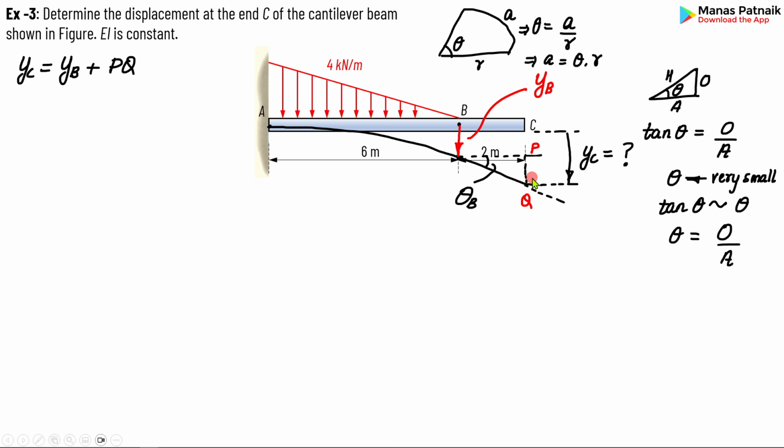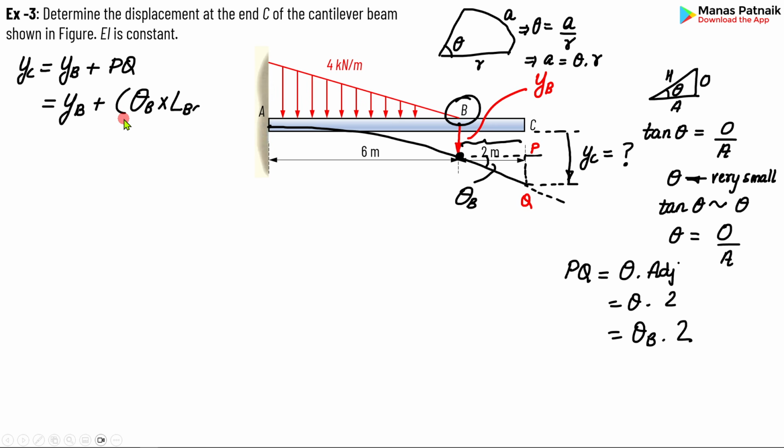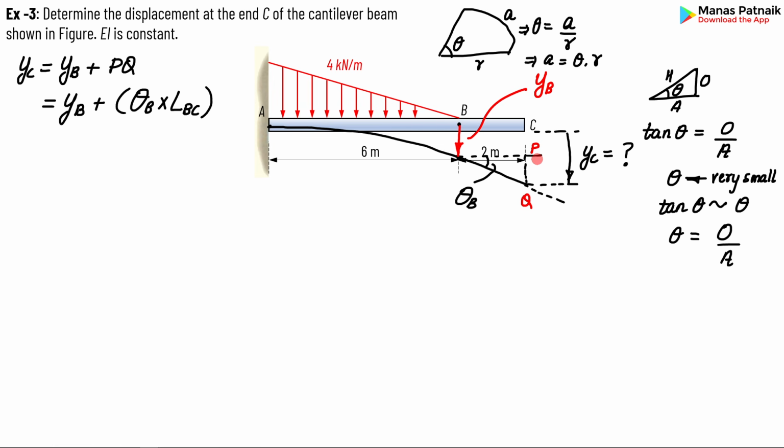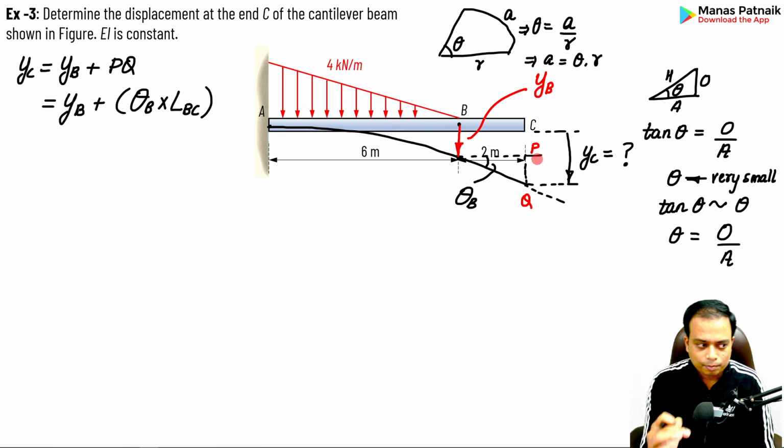What do we want? We want PQ. Let me write it down. PQ based on this philosophy is equal to theta times A, the adjacent. This is that adjacent, if you notice, that is 2. So theta times 2. And where are we calculating theta? Theta is calculated at B. So that is theta B times 2. I'll write it over here: length BC, which apparently is 2. So far, so good.